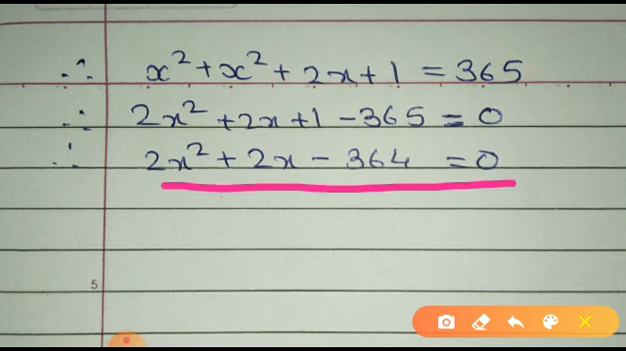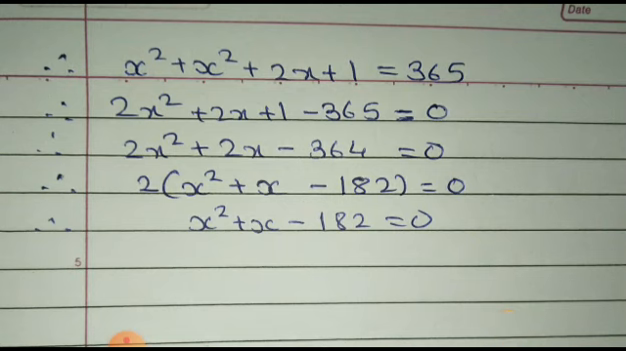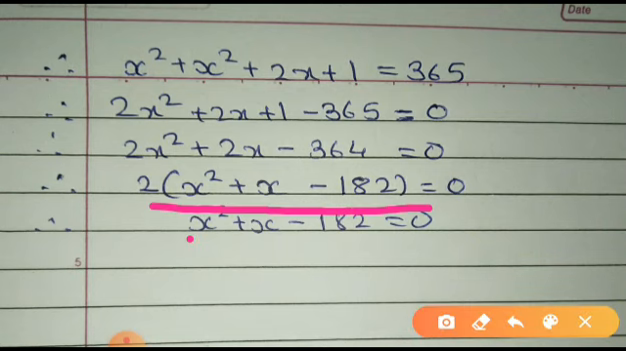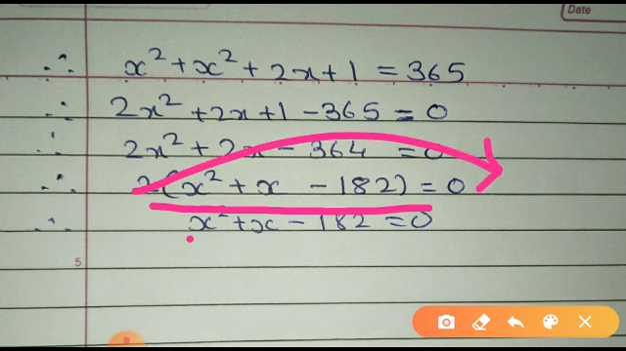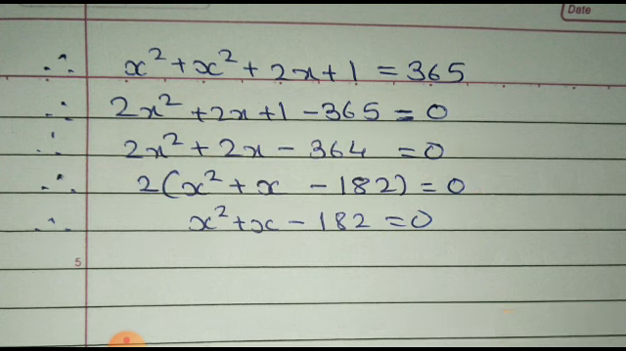So I'll be taking 2 outside and you will get 2 into x square plus x minus 182 equal to 0. So 2 can be moved to this side, so it becomes 0, and you will get x square plus x minus 182 equal to 0. That means my sum should be 1 and product should be minus 182.